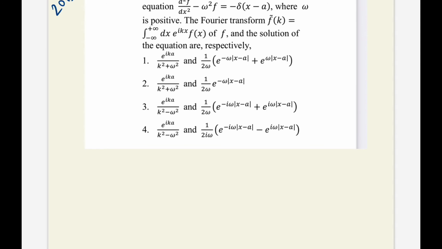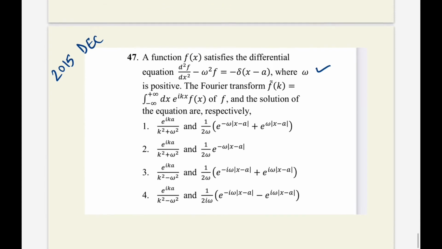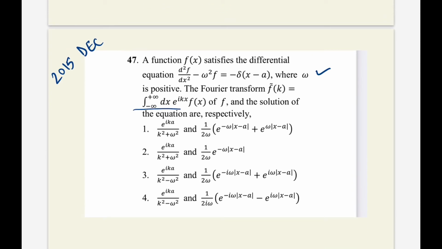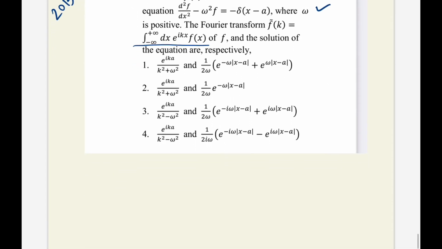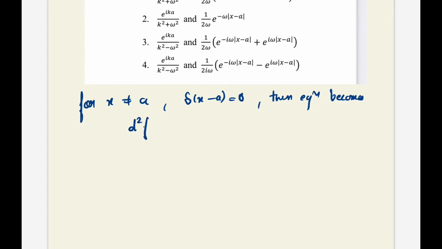Now f(x) satisfies this differential equation, and the Fourier transform f tilde k is defined like this. For x not equal to a, as we already know, delta of x minus a will be 0. The delta function doesn't exist. Then the differential equation becomes d2f by dx squared minus omega squared f equals 0, since the delta term won't be there.